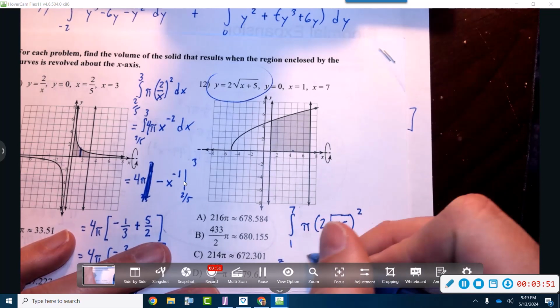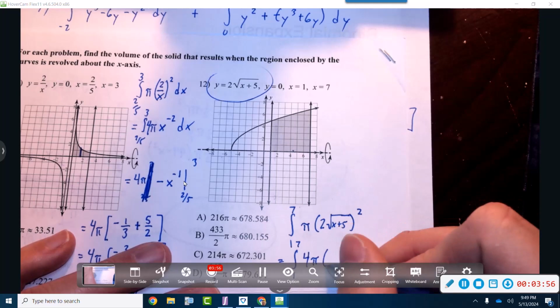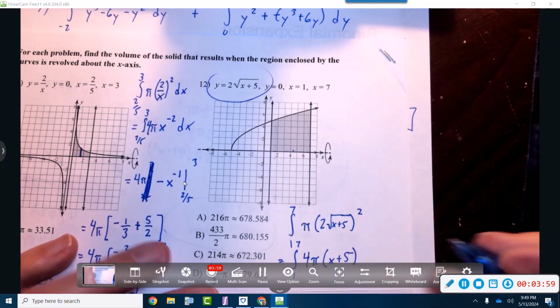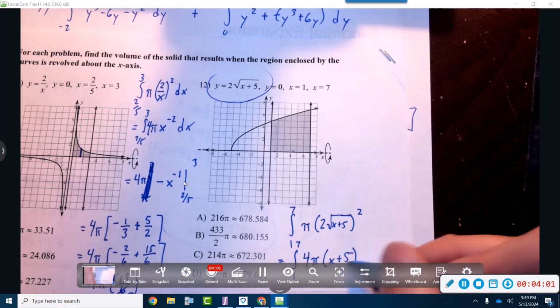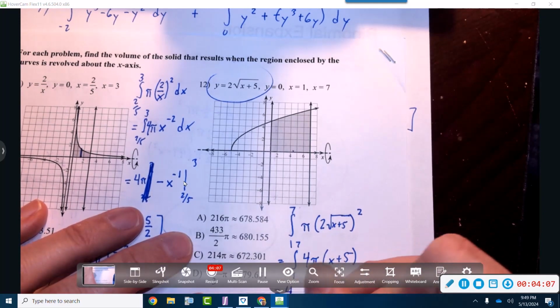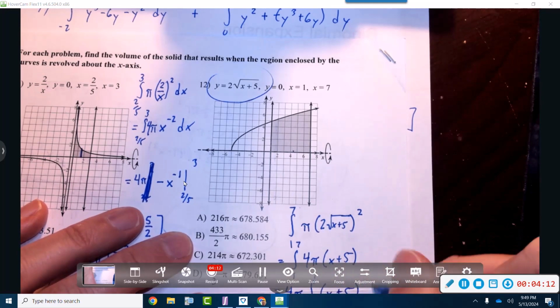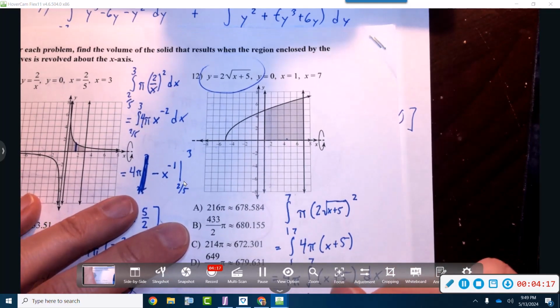If you notice, you actually do get a 4 pi again, and then you'll get an x plus 5. Okay, squaring the square root, it comes out, but that 2 does get squared. So we ultimately have a 4 pi out here again. We go from 1 to 7 of x plus 5 dx. Okay, so keep going here. Take the antiderivative. That's going to be 1/2 x squared plus 5x, and we are going to evaluate that at 7 and 1.